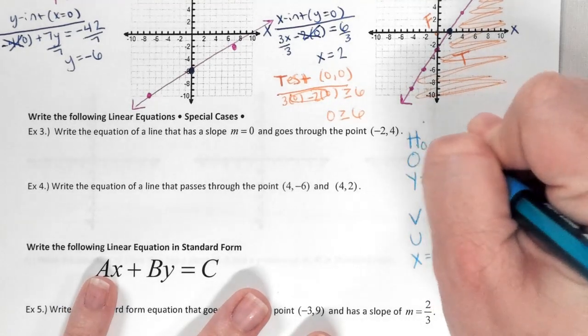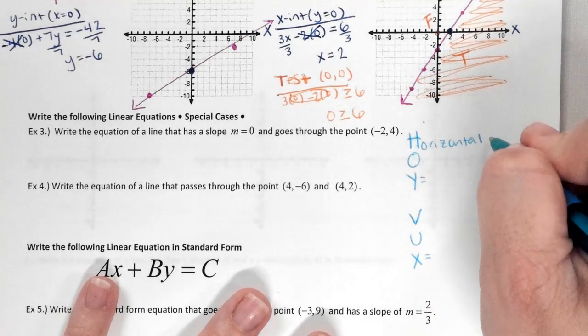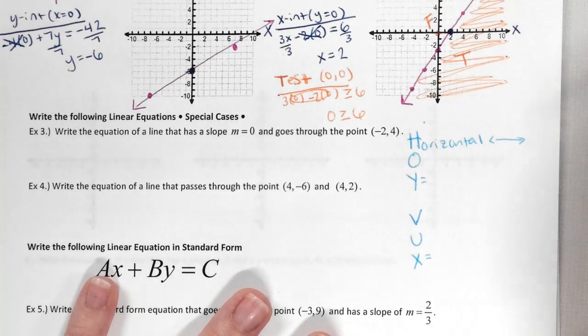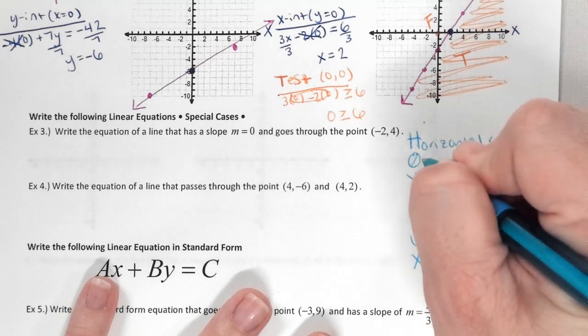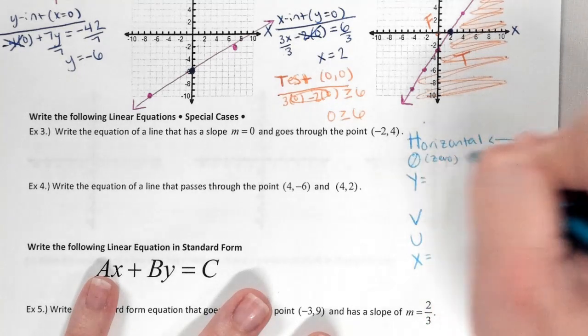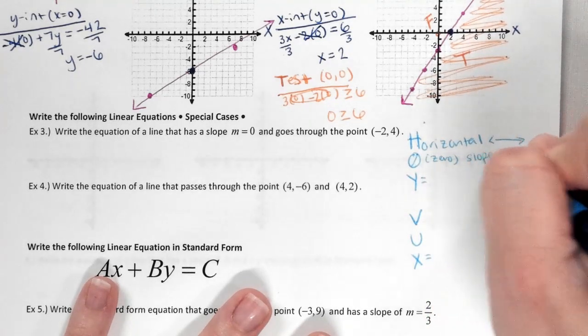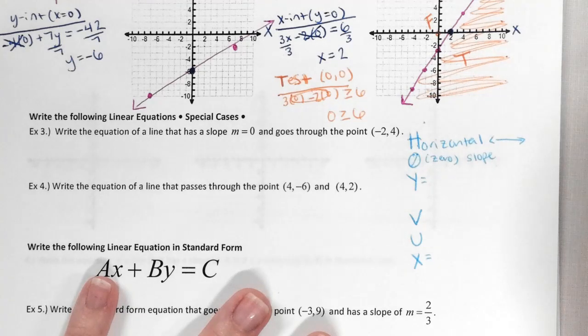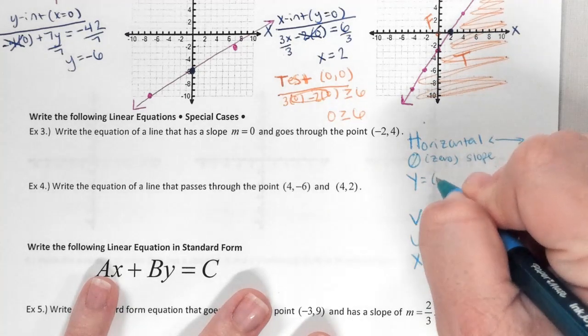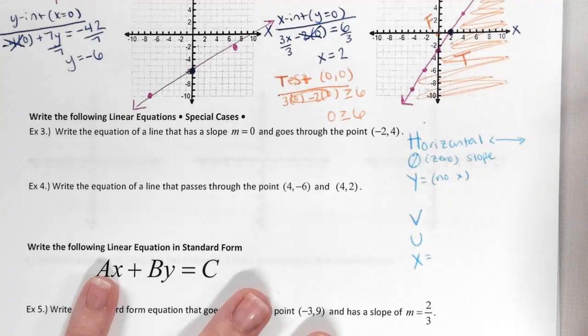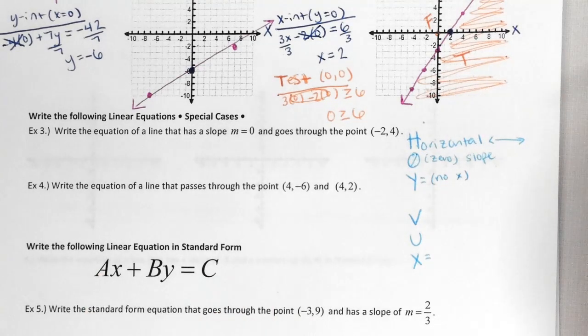Horizontal. Because if you graph it, it's going to be a horizontal line. What does the O stand for? Zero slope. 0, I know it's an O, but it's 0 slope. And then y equals no x equation. That's what makes it a special case. It only has one letter.